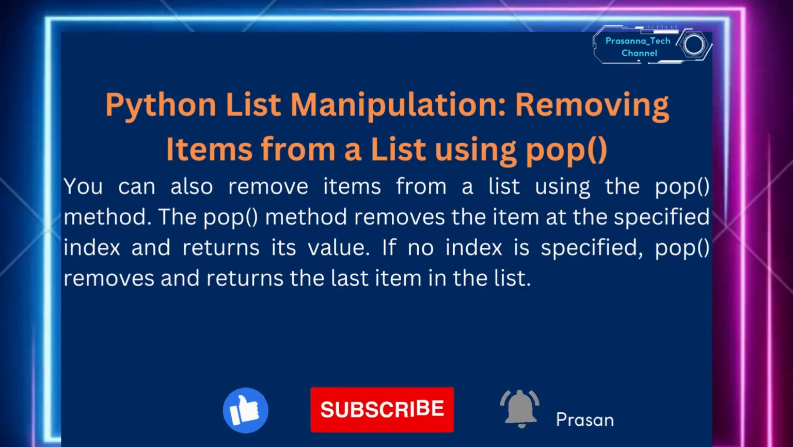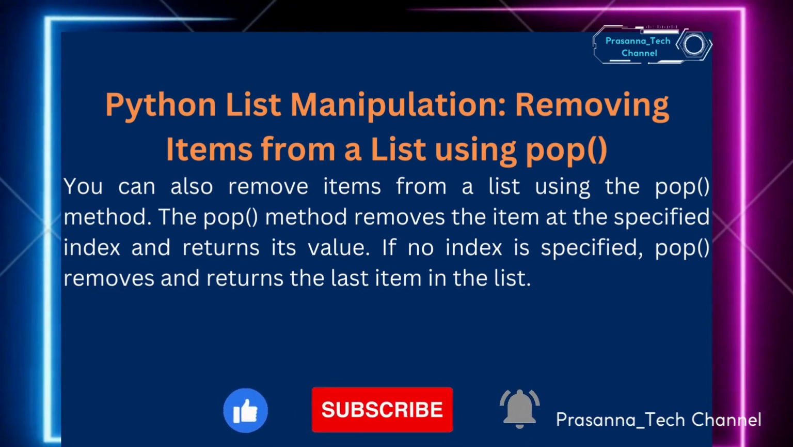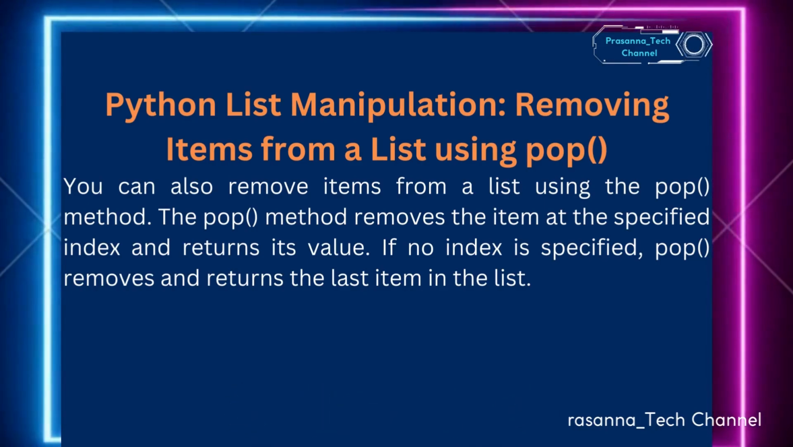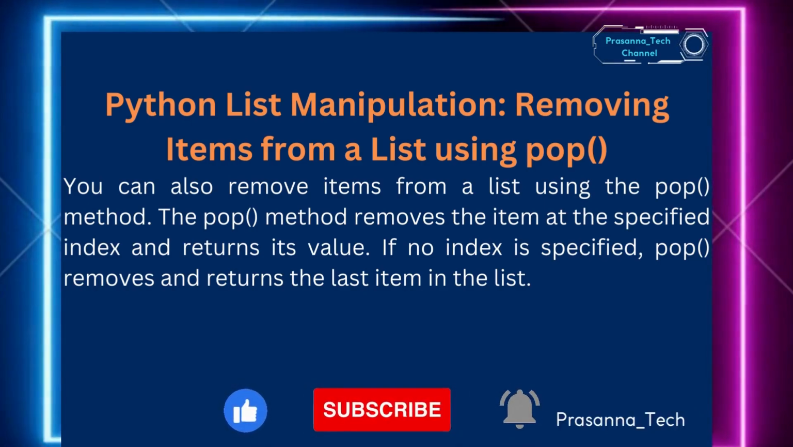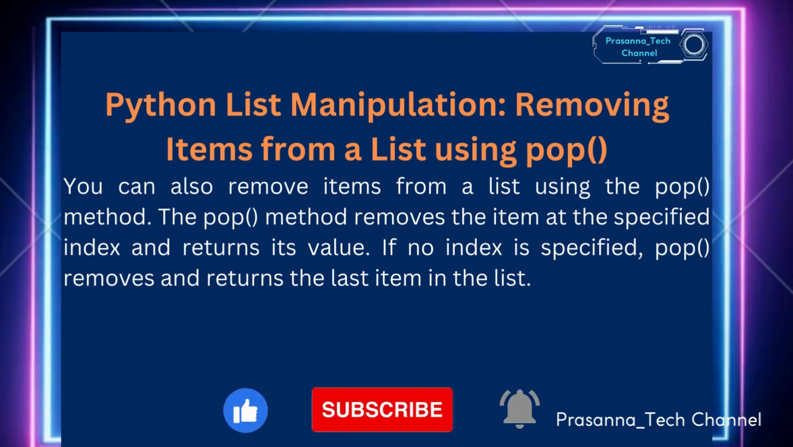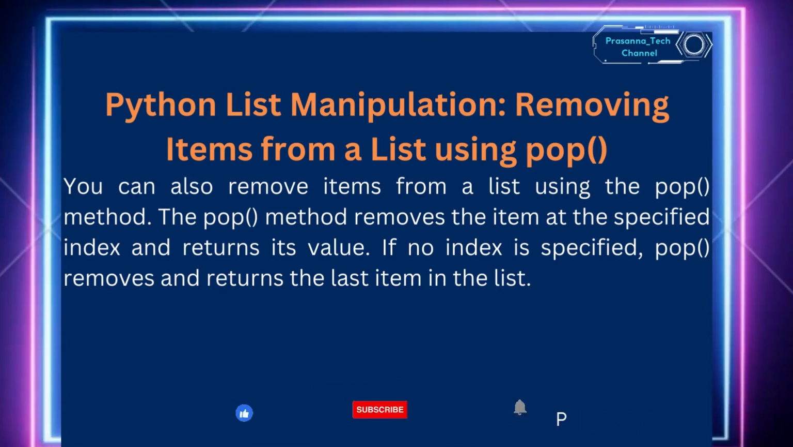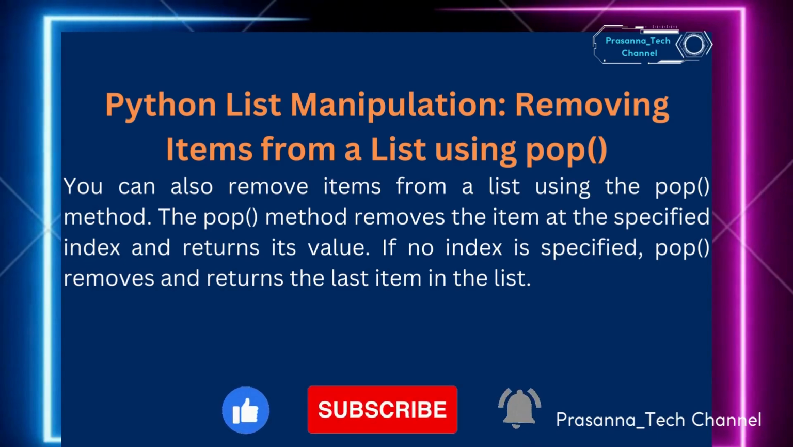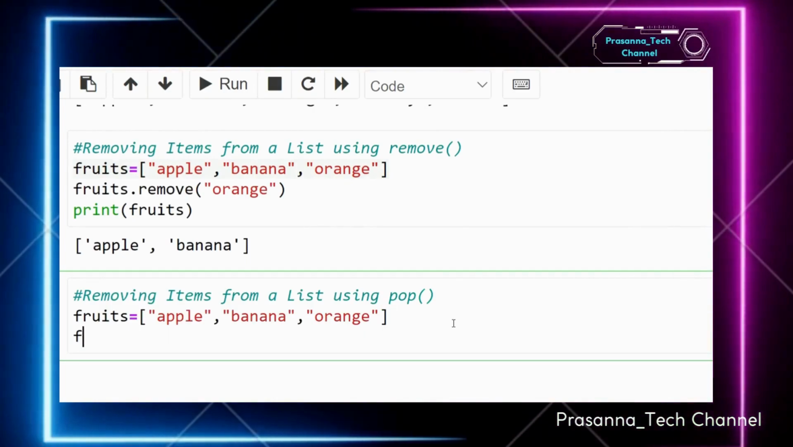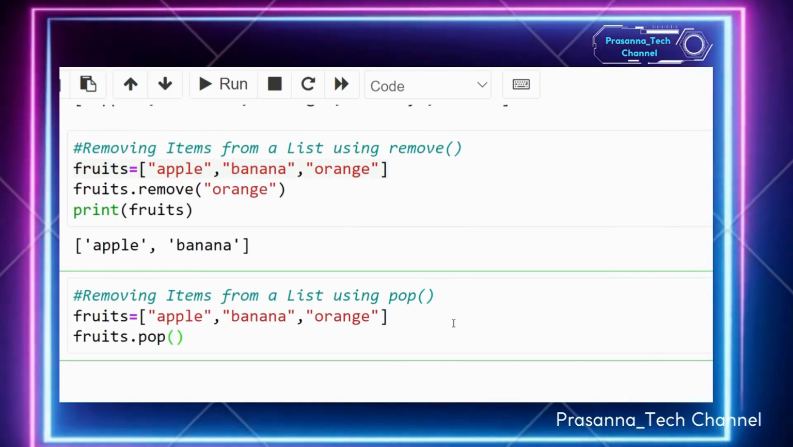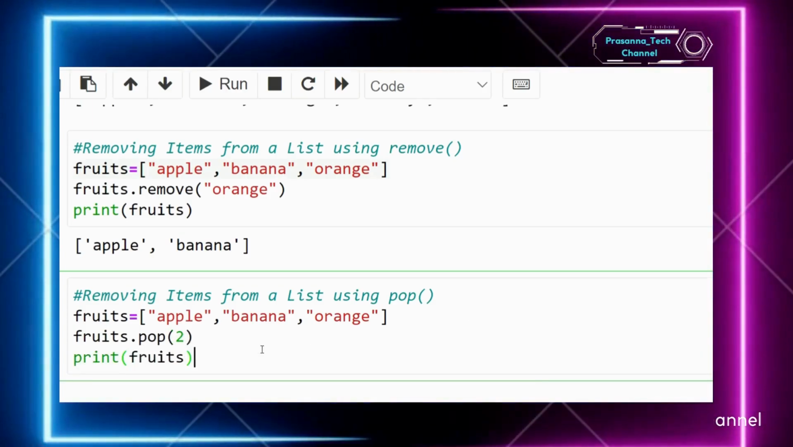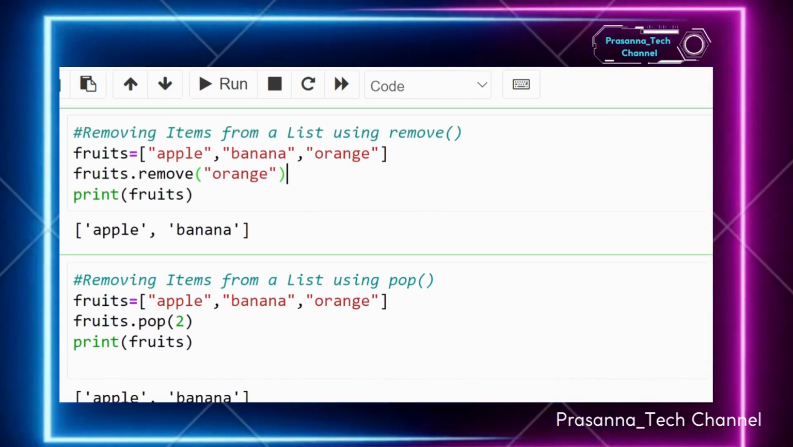Python list manipulation. Removing items from a list using pop. You can also remove items from a list using the pop method. The pop method removes the item at the specified index and returns its value. If no index is specified, pop removes and returns the last item in the list. Let's take an example. So I'm using the same example. Fruits equals to apple, banana, orange. Fruits dot pop index position 2. Print fruits. It is going to remove the index 2 position, that is orange, and the result is apple, banana.